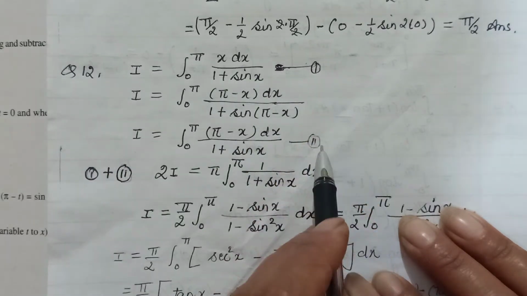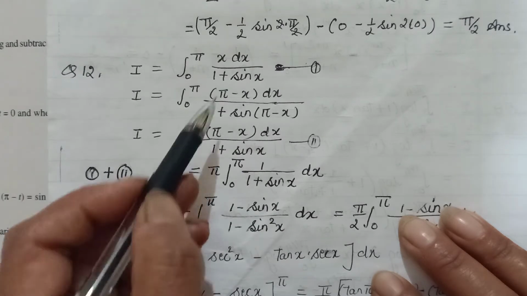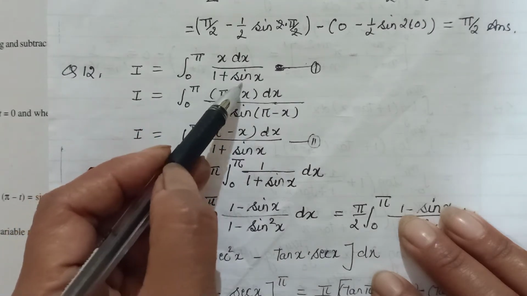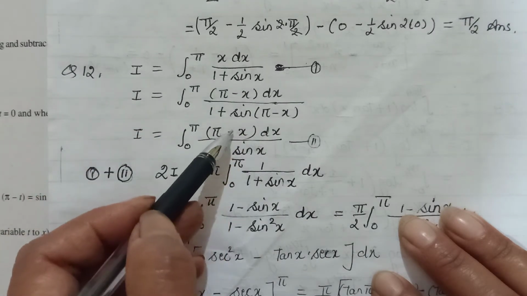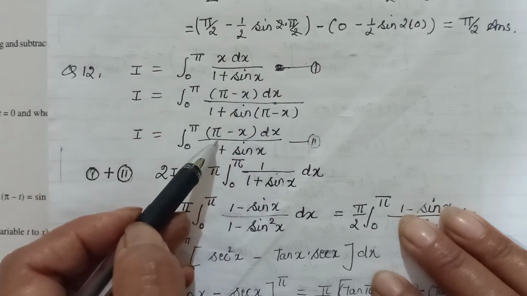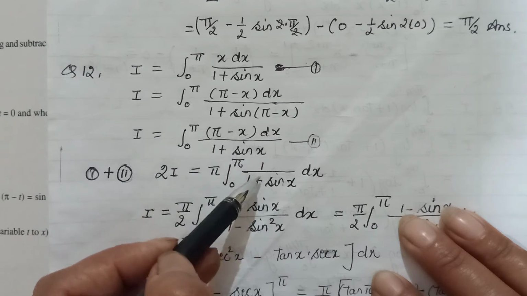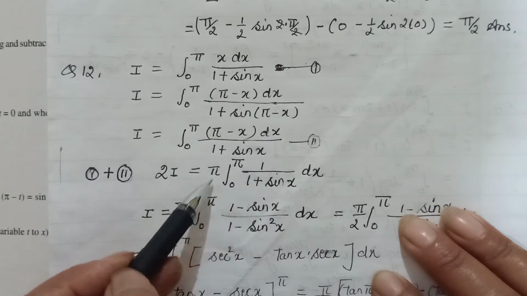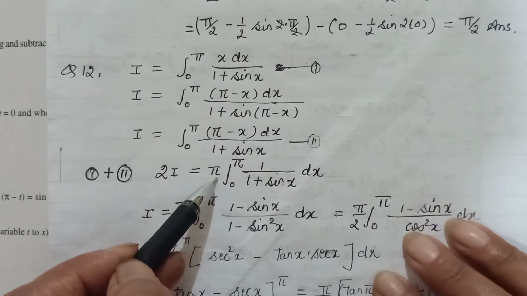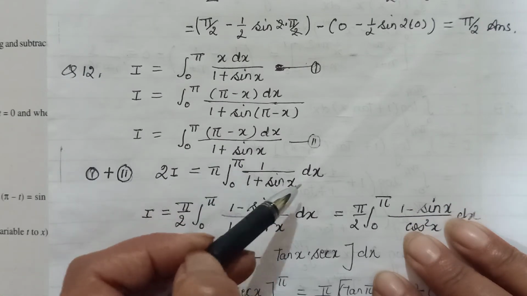So if you add these two equations, so I plus I becomes 2I, and here x upon 1 plus sin x और यहाँ से आएगा minus x upon 1 plus sin x, तो ये तो cancel out हो जाएंगे. तो आपके पास क्या रह गया, only numerator में pi upon 1 plus sin x. So ये pi constant था इसलिए मैंने ये आगे लिख दिया integral sign के. So we are left with only pi 0 to pi 1 upon 1 plus sin x dx.